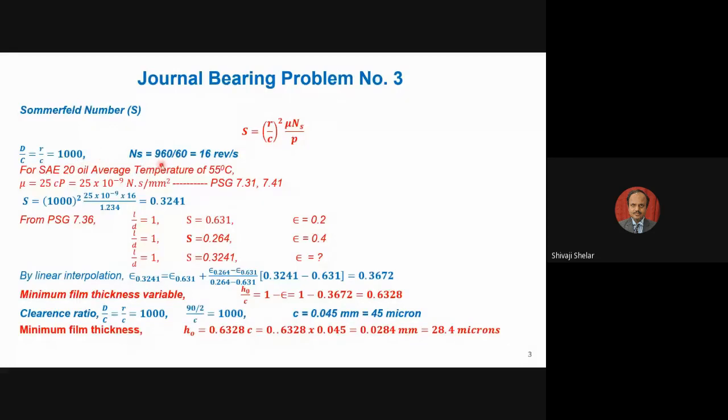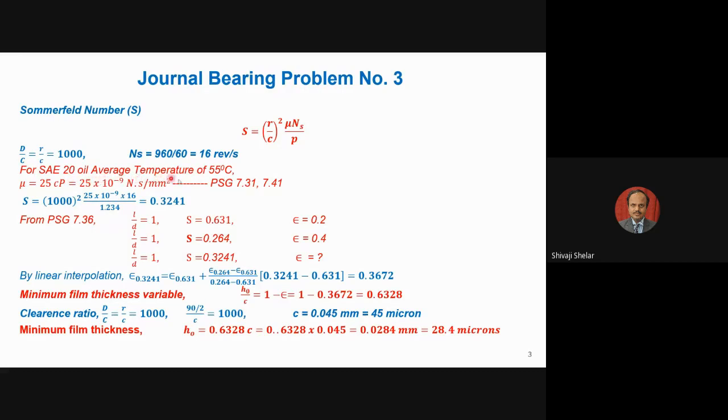Now the speed in revolutions per second is equal to the RPM upon time in seconds. So 960 upon 60 comes as 16 revolutions per second. Now you need the value of mu. The P value is calculated right now, and R by C is known. We need to know the value of mu. So when we select from the table, the SAE table, SAE 20, oil average temperature.